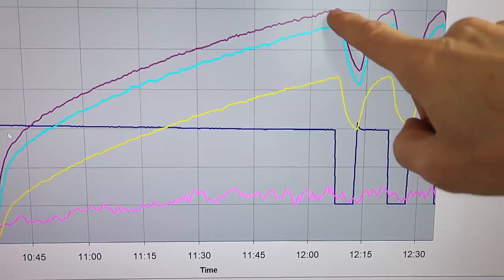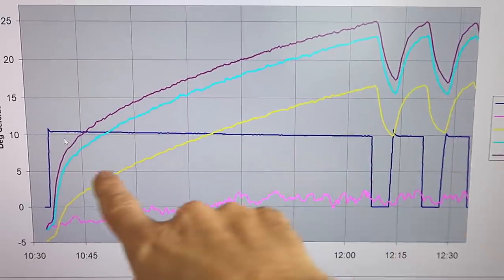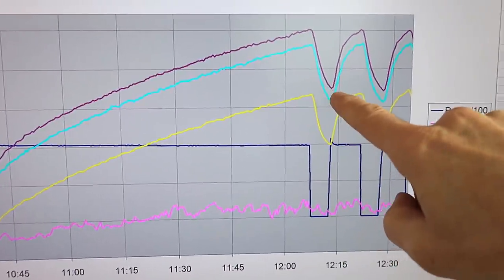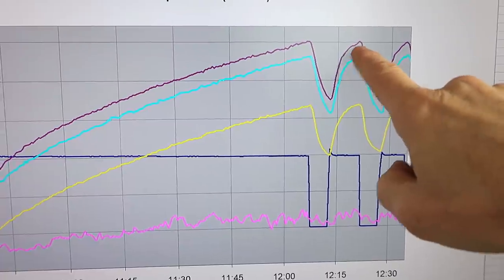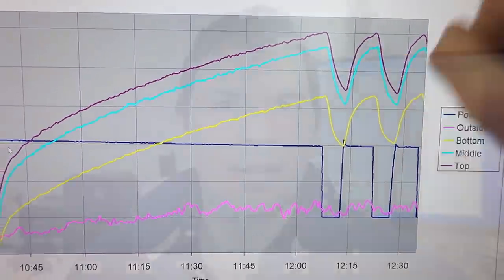And when I turn the heater off here, it falls just as quickly as it rose, and turn it back on, and it rises very quickly, pretty much to where it was before. So it looks like there's two things at play, something that heats up very fast, probably the air, and something that heats up very slow.